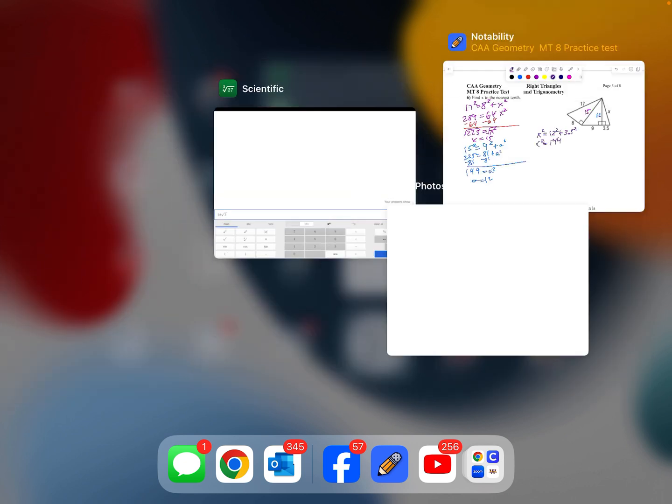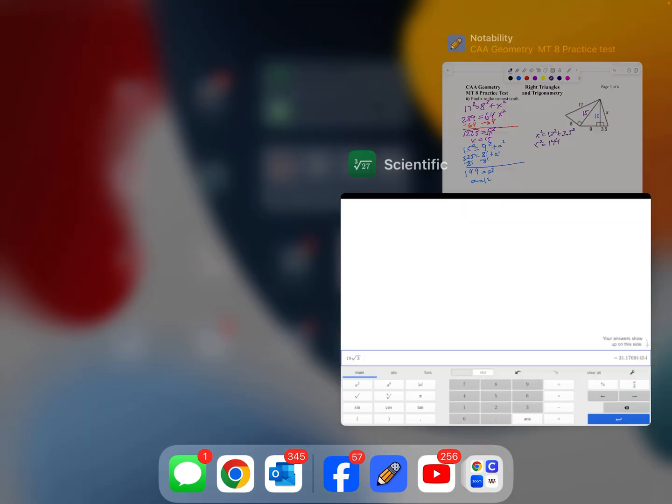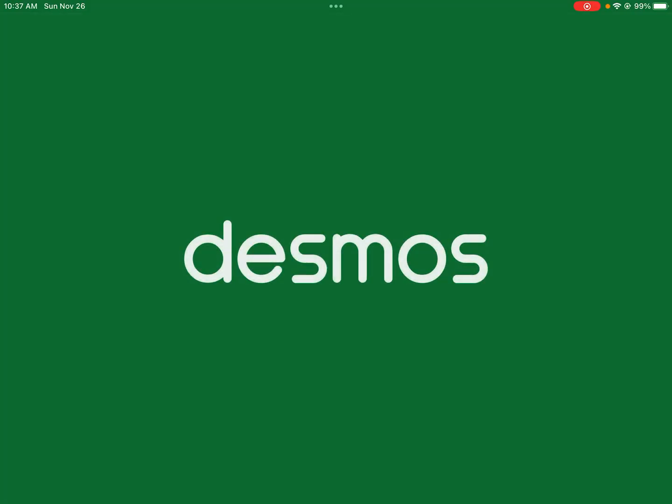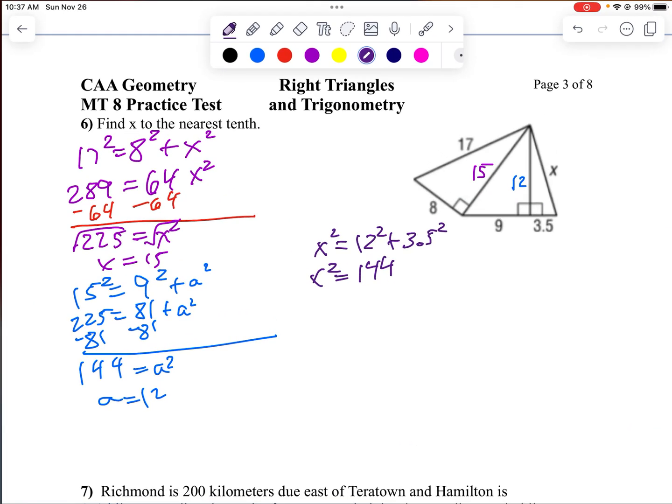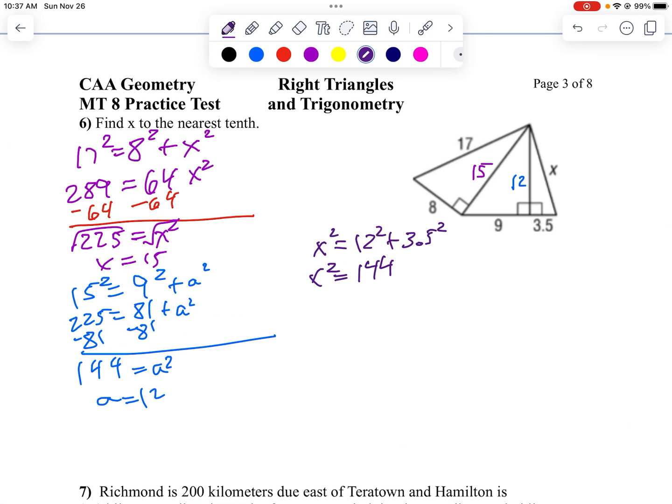And let's open up our calculator here. And I'm going to take 3.5. I'm going to square that. Actually, I think I'll go 144 plus 3.5 squared. Save myself some time. I get 156.25. So in other words, x squared equals 156.25. And then to solve for x, I'll take the square root of both sides.